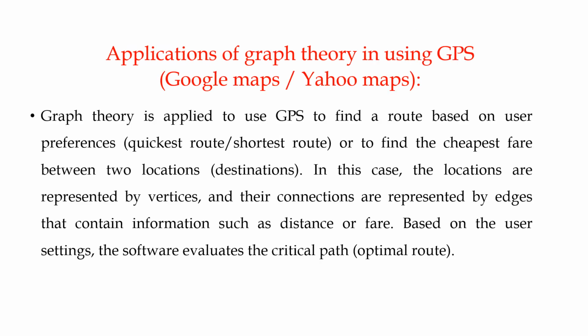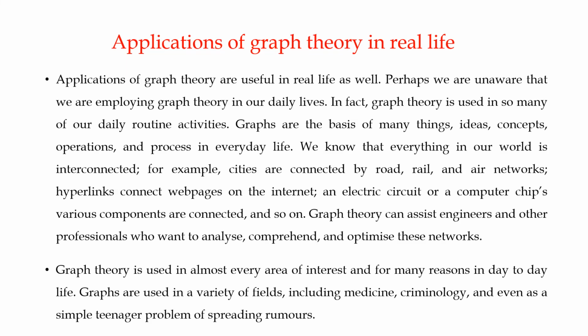Next one is in Google Maps or Yahoo Maps. Graph theory is applied to use GPS to find a route based on user preferences or to find the cheapest fare between two destinations. In this case, the locations are represented by vertices and their connections are represented by edges that contain information such as distances or fare. Based on the user settings, the software evaluates the critical path.